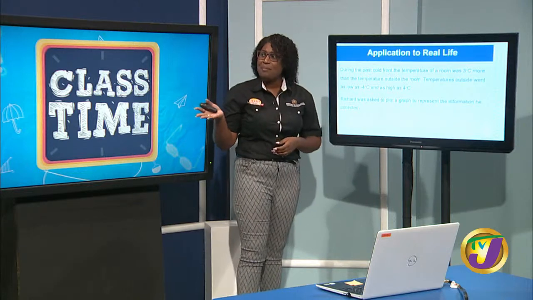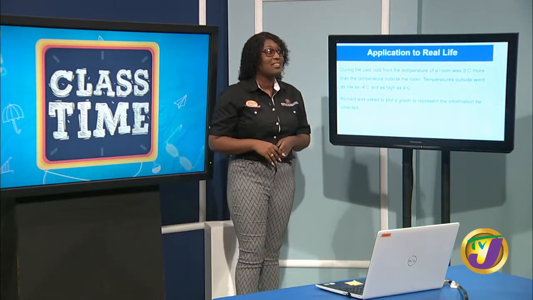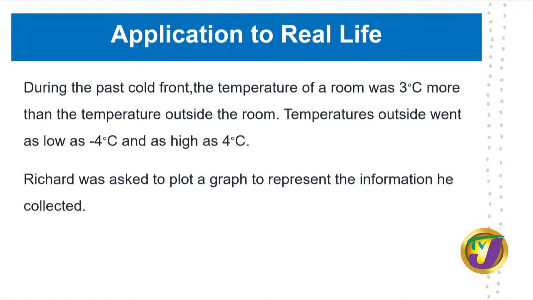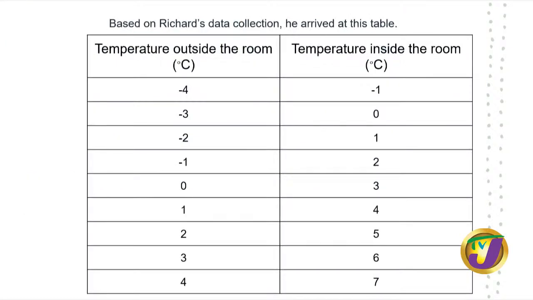Now, we talked about applying this to real life when we talked about going on the North-South Highway. Now, let's look at another example. During the past cold front, the temperature of a room was 3 degrees Celsius more than the temperature outside of the room. The temperatures outside went as low as -4 degrees Celsius and as high as 4 degrees Celsius. Richard was asked to plot a graph to represent the information that he collected. So let's look at the information that Richard collected.